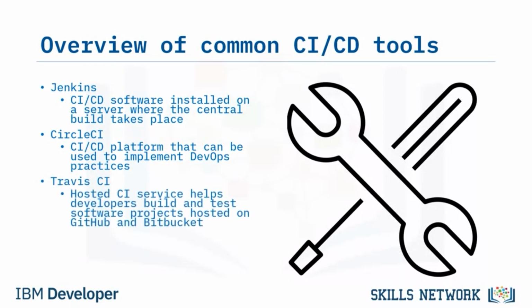Travis CI is a hosted CI service that helps developers build and test software projects hosted on GitHub and Bitbucket. Travis CI was the first CI service to provide free services to open source projects. It also performs deployments for continuous delivery, and you define a workflow inside a .travis.yaml file. GitHub Actions is a CI/CD platform that enables you to automate your build, test, and deploy GitHub workflows. Unlike other tools, it only works with GitHub.